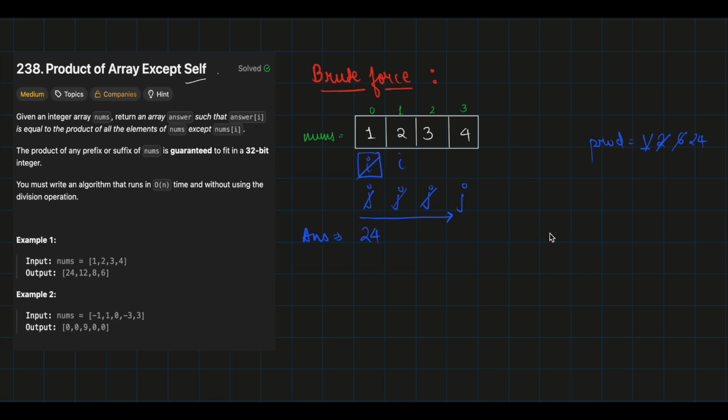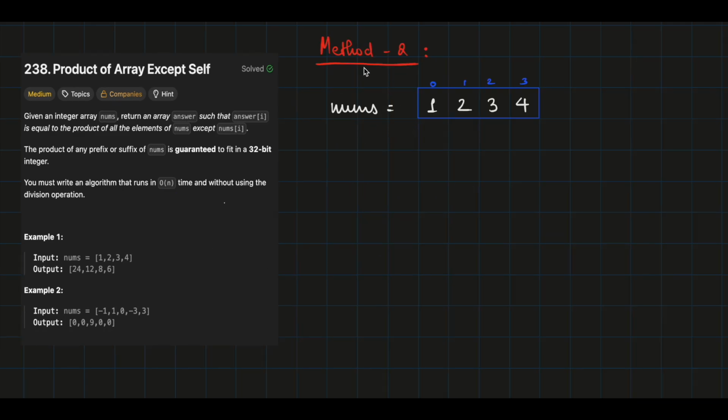But this method will be taking time complexity of O of n square, which we don't want, as the question clearly states we need an algorithm to run in O of n time. So how can we optimize the approach?